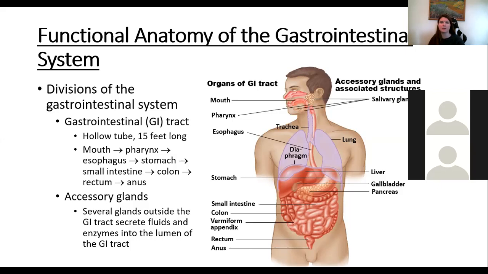Then it's going to travel into your esophagus, which is behind your trachea, behind your respiratory system, basically. It's going to travel into your stomach, into your small intestine, to your colon, rectum, and then out the anus. So whatever is left that you don't digest and absorb leaves your body.